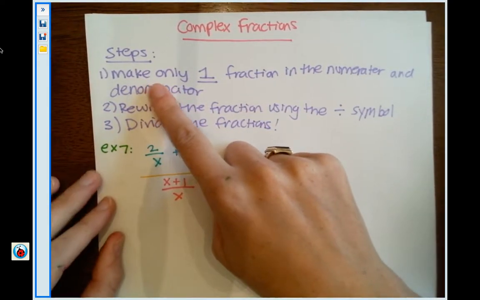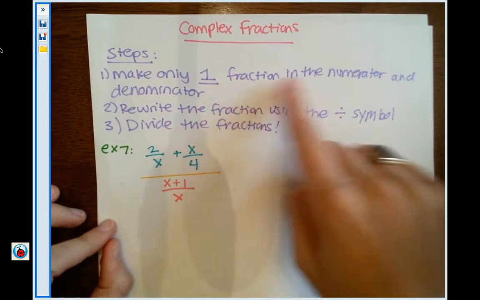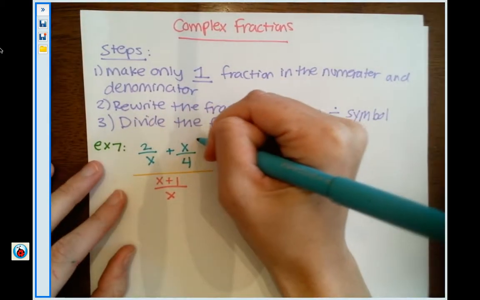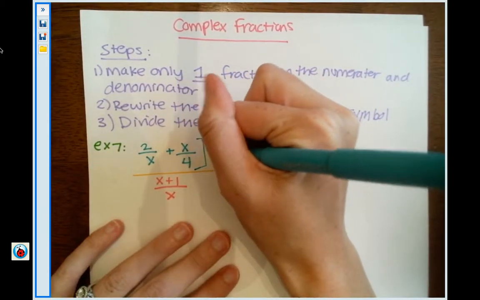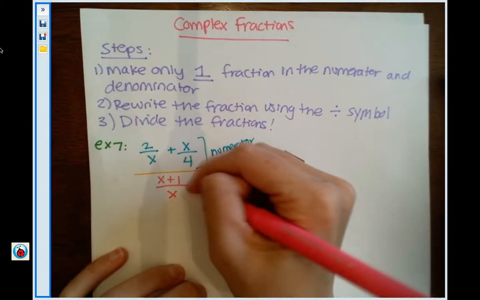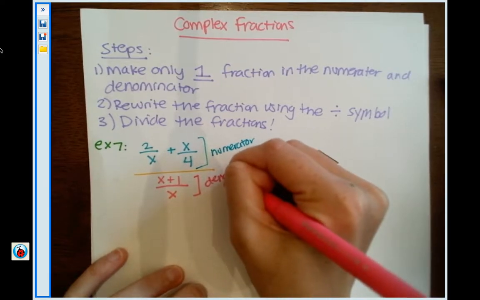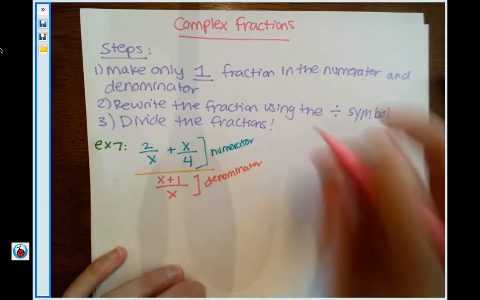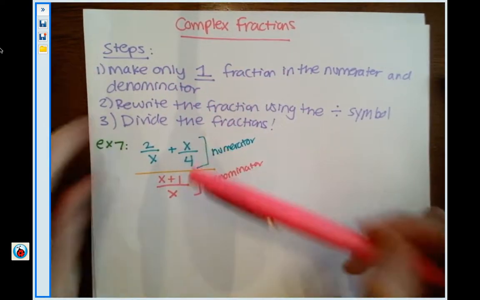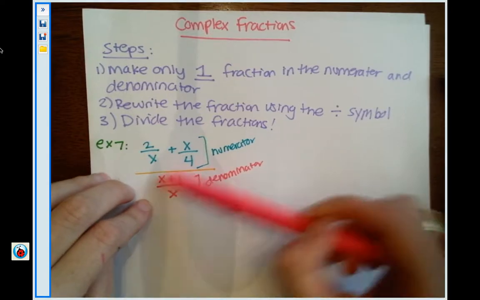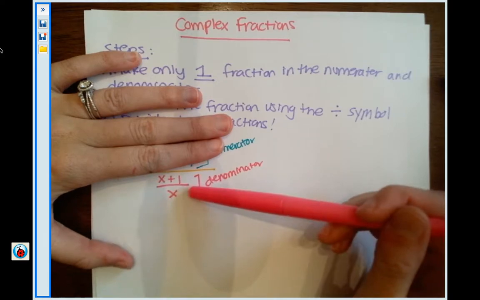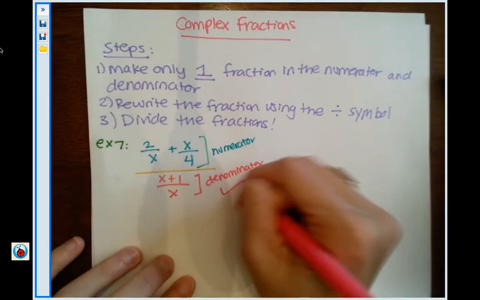Okay, so the steps say to make only one fraction in the numerator and denominator of the complex fraction. So when I'm talking about this, all right here is the numerator of the complex fraction, and this all right here is the denominator of the entire complex fraction. So the first step, we want just one fraction in the numerator and one fraction in the denominator. If we look here, the denominator already has one fraction, it's just x plus 1 over x. So the denominator is good to go.